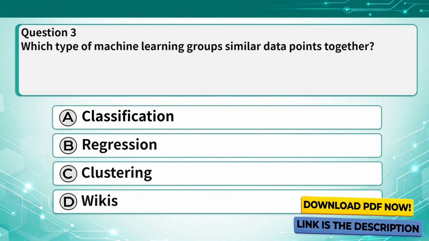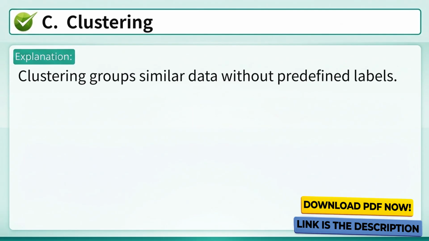Question 3. Which type of machine learning groups similar data points together? A. Classification. B. Regression. C. Clustering. D. Wikis. Correct answer, C. Clustering. Explanation. Clustering groups similar data without predefined labels.